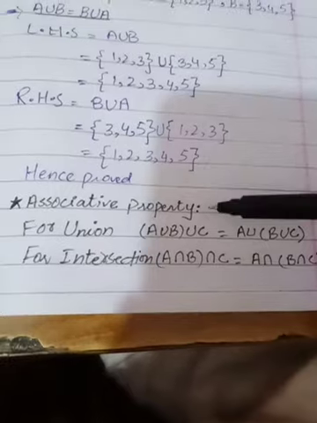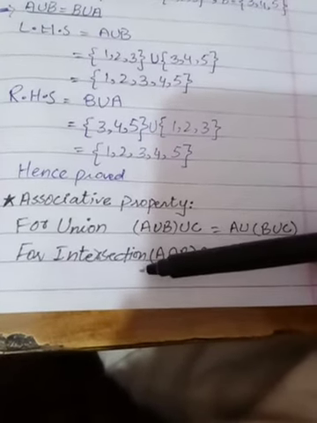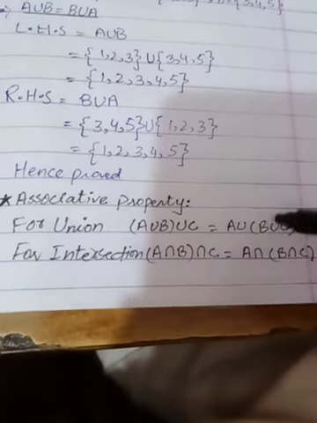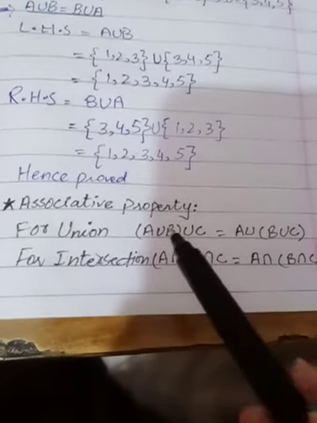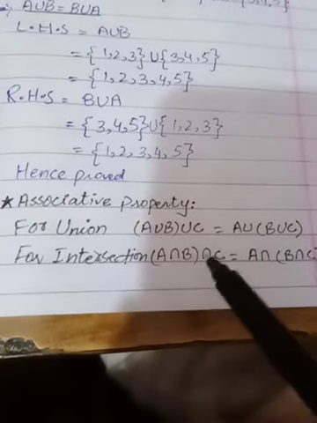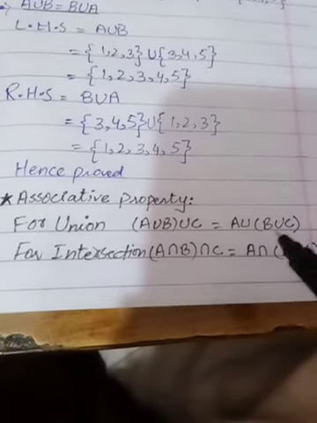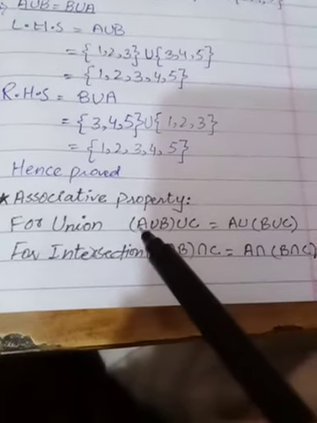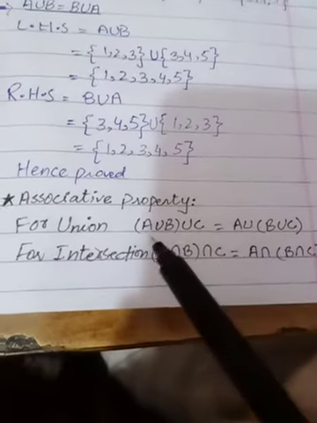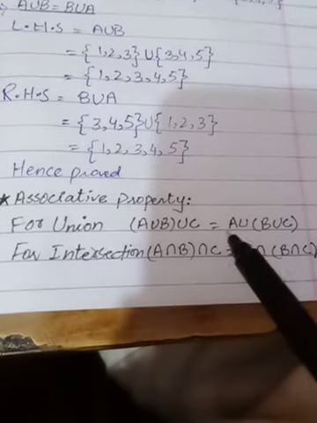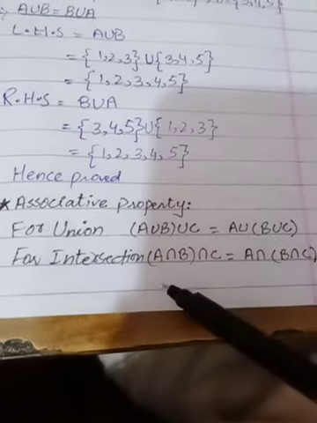Now we learn the associative property. The associative property for union and intersection says that how the sets are grouped does not change the result. As you see here, for union and intersection the grouping of sets is changed, and three sets are used for the associative property, but the result does not change because they are equal. A union (B union C) is equal to (A union B) union C, and the same holds for intersection.